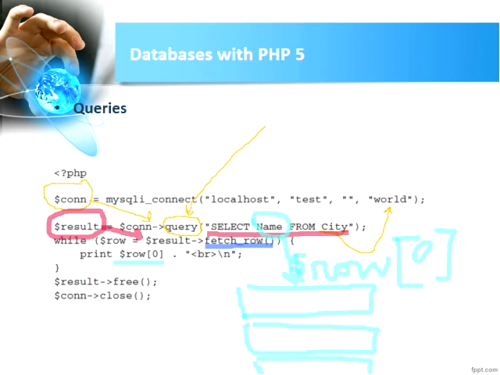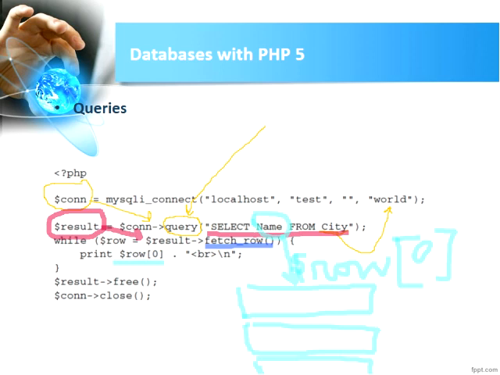If, for example, we write select name, comma, department from city. In this case, row 0 refers to name and row 1 refers to department. It's clear? Good.